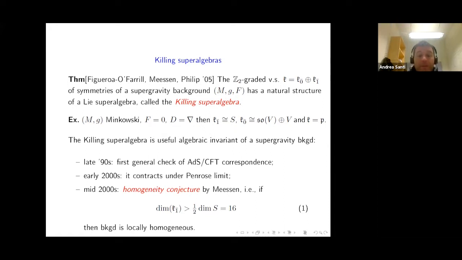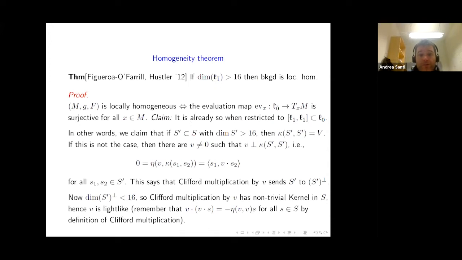At the beginning, it was observed by Meessen that all known supergravity backgrounds with such an amount of Killing spinors were locally homogeneous. So it was conjectured by Meessen that condition (1) implies local homogeneity. And we are going to see this, which was actually proven 10 years ago by Figueroa-O'Farrill and Hustler. So the theorem tells us that if the dimension of K1 is strictly bigger than 16, then the background is locally homogeneous.